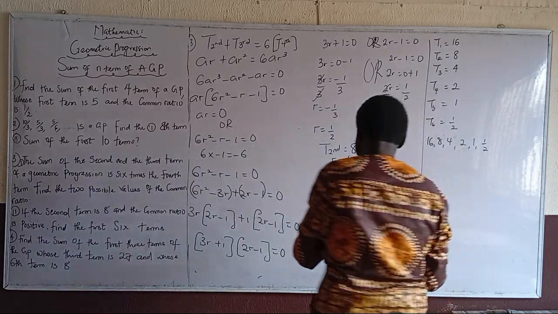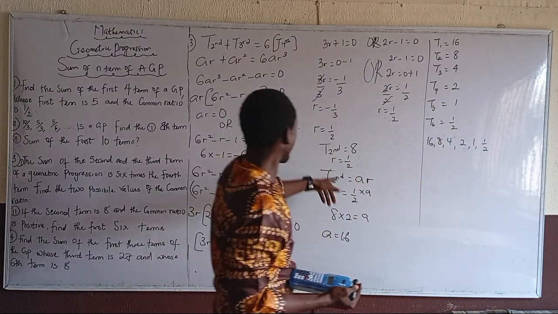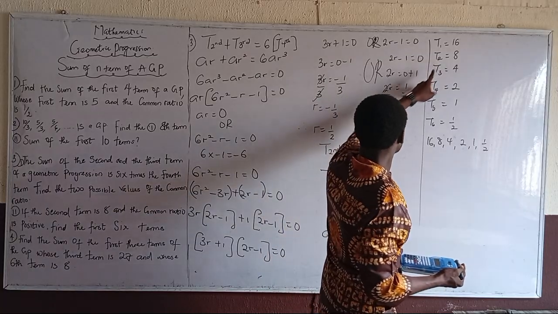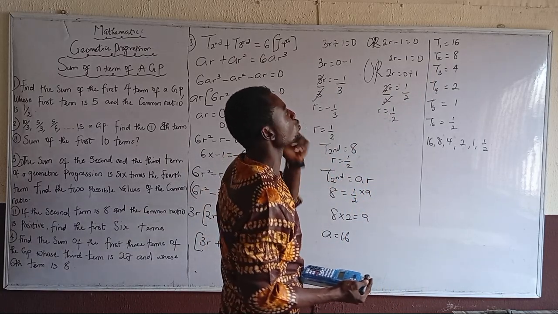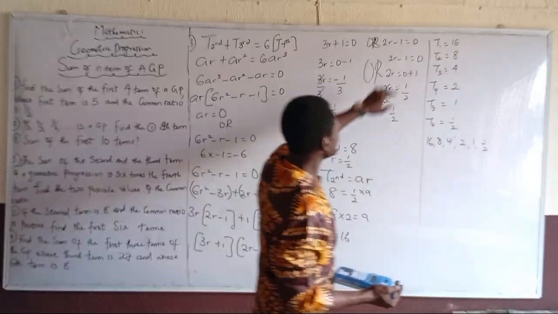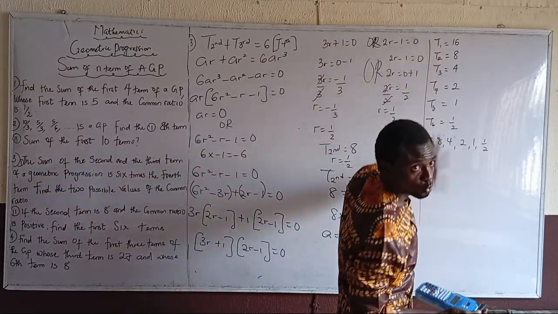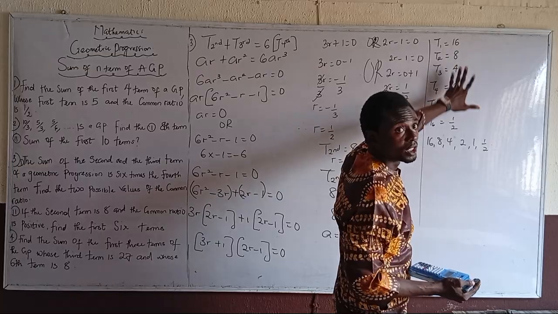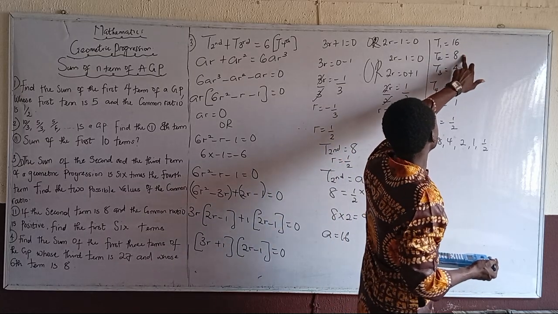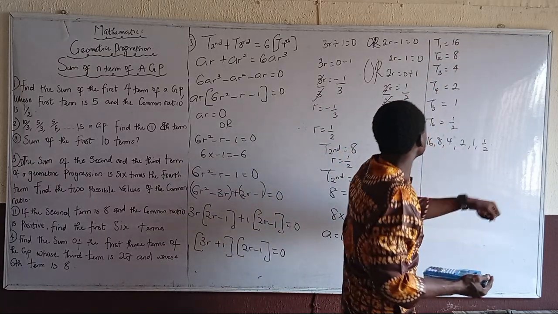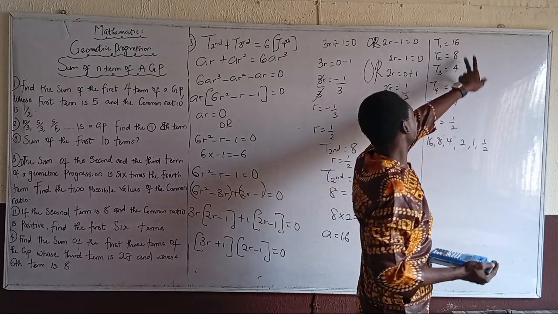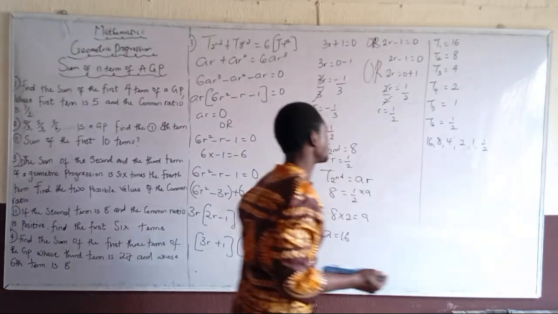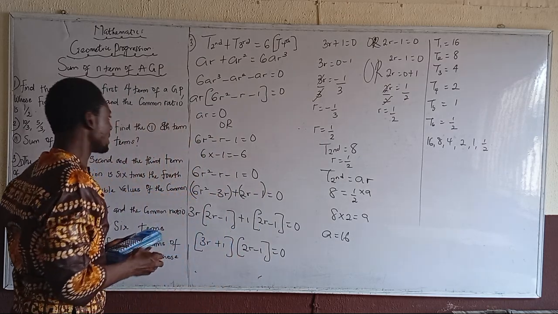Because if my A is 16 and my second term is 8, my R is 1 over 2, which means we are dividing. So the trend is we are dividing by 2. That's my common ratio. So if I have 8 divided by 16, 1 over 2. 4 divided by 8, 1 over 2. 2 divided by 4, 1 over 2. So that is question 3. Then we'll move to question 4.